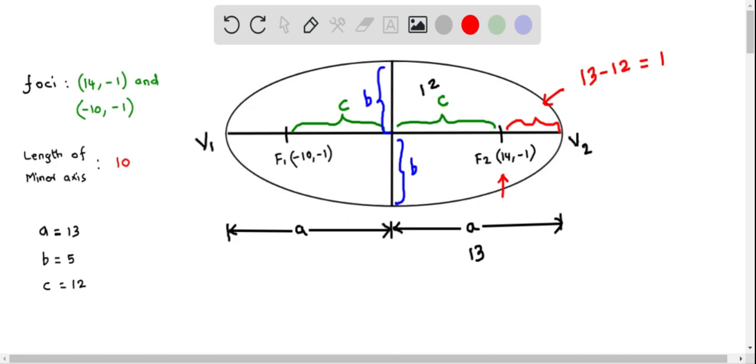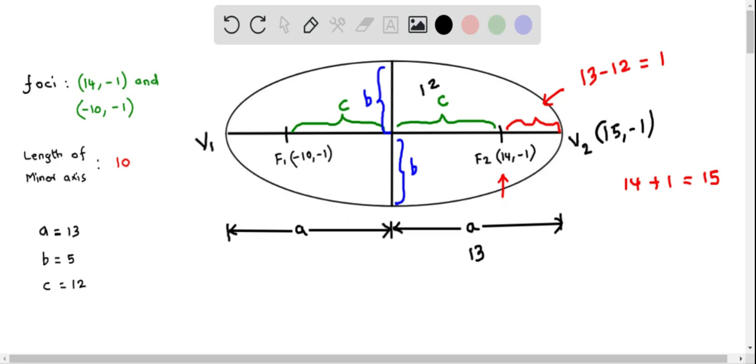So all that we have to do is, in the x coordinate of focus 2, that is 14, we have to add 1 to get the x coordinate of the vertex. So when we add 14 with 1, we get 15. So the second vertex, which is now labeled as V2, is (15, -1).